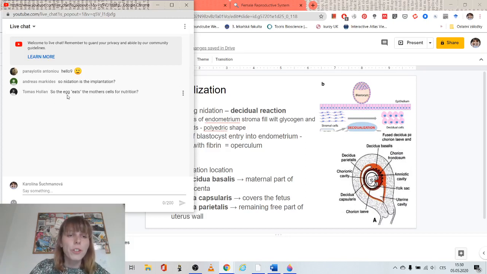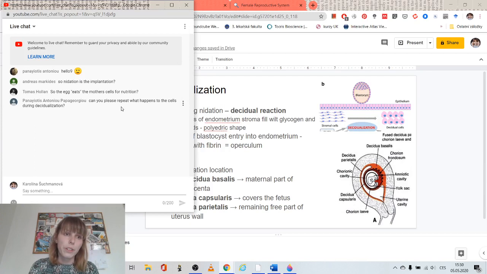So we have a question about the nutrition for not the egg, but the developing embryo. So the embryo doesn't destroy the cells, but the cells store the nutrients and they can exocytose them for the embryo to be able to utilize.